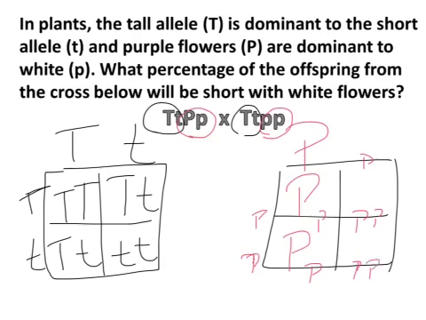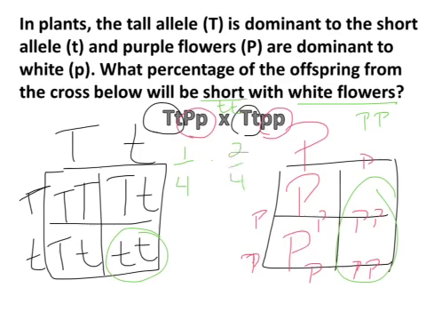My question was what percentage of the offspring will be short with white flowers. Short is recessive, so the only way they can look short is to have little t, little t. That's 1 out of 4. White flowers are also recessive, so the only way they can look white is to be little p, little p. There are 2 of them there, so 2 out of 4. And then remember, I multiply them. So my percentage of the offspring, I've got 2 out of 16.